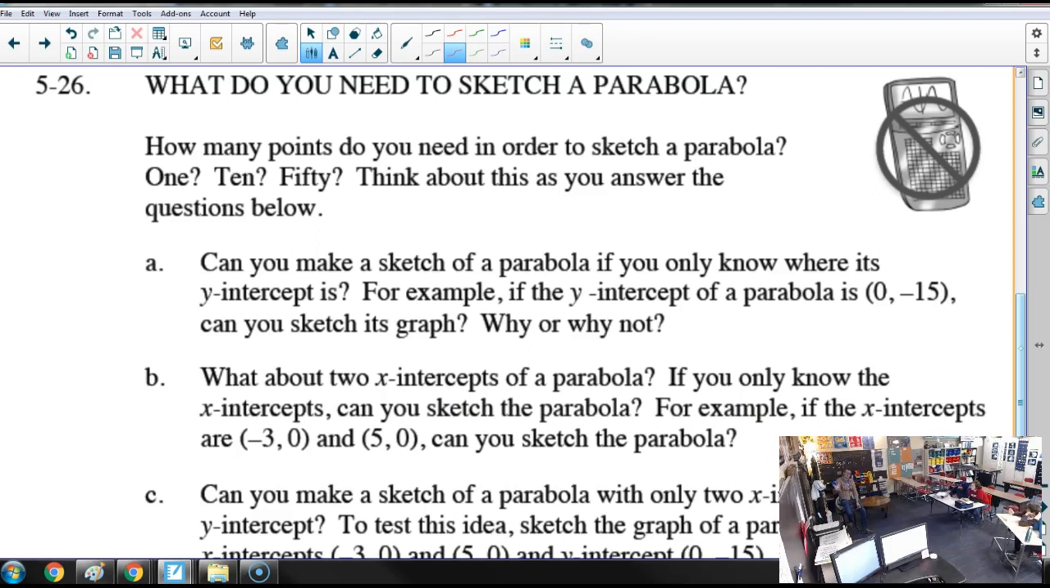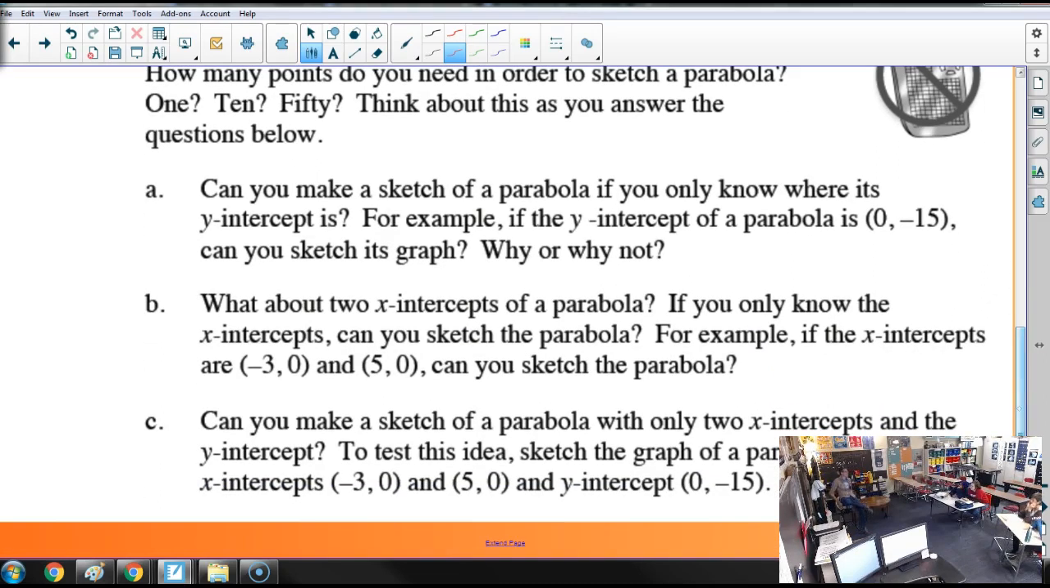So, okay, if I tell you that a parabola has a y-intercept of negative 15, and that's it, can you sketch it? No. Well, okay. Don't look at me like I'm silly.